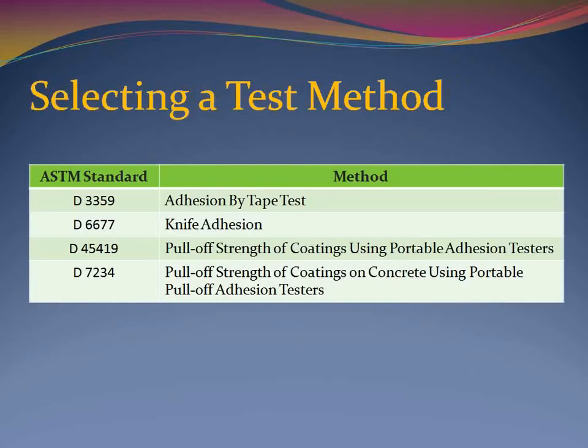Prior to performing an adhesion test, you must select a test method. The project specification should indicate the required method, as the various methods can generate very different results. There are 3 primary ways to test the adhesion of a coating system, including tape, knife, and pull-off. The 3 methods are described in 4 ASTM standard test methods. The chart on the slide lists the methods that are commonly used to test the adhesion of industrial coatings.